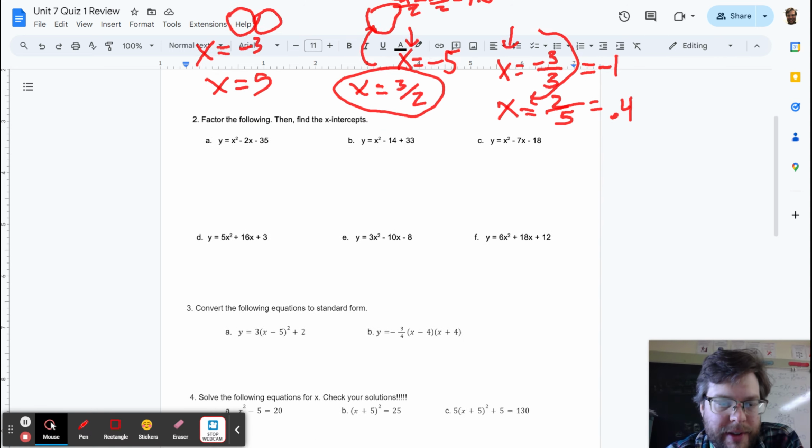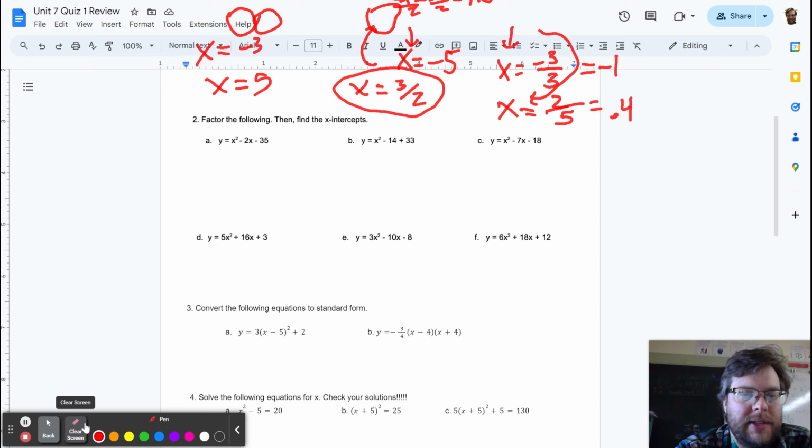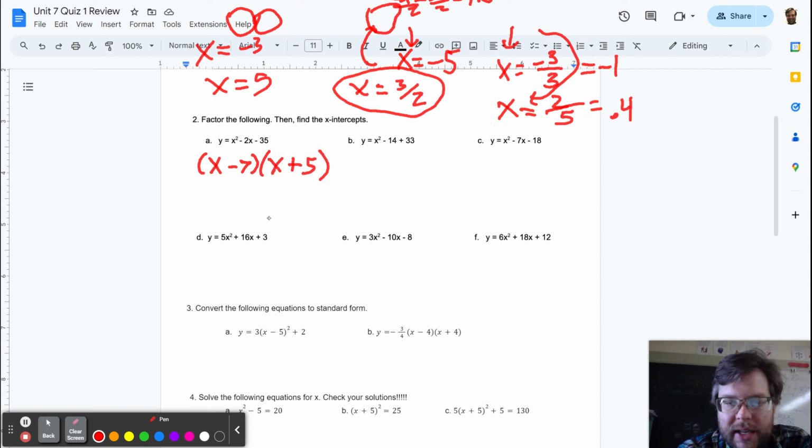Next, we're going to factor first and then find the x-intercepts. Factoring is finding the numbers that add to make the middle term and multiply to make the ending term. So I can see -7 times 5 is -35. -7 plus 5 is -2. So I know those are the numbers that work for that problem. My x-intercepts are whatever numbers make those parentheses equal 0.